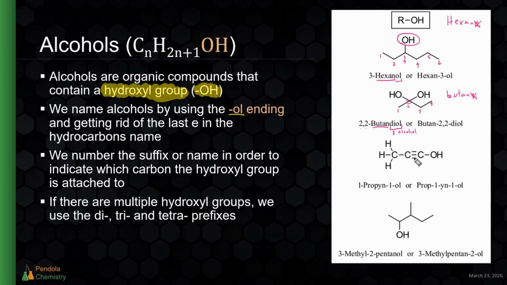If we have an alkyne with a triple bond, same thing. If we count the carbons, 1, 2, 3. So this will be a derivative of propane, or propyne, sorry.